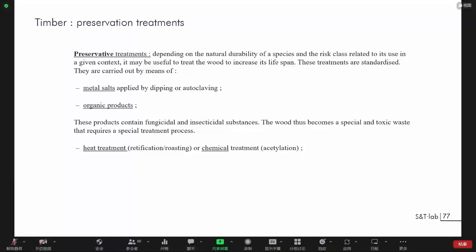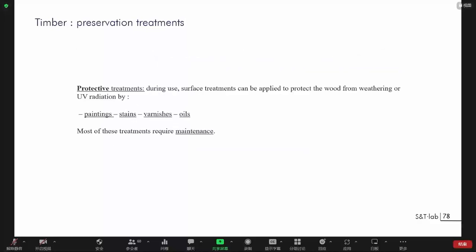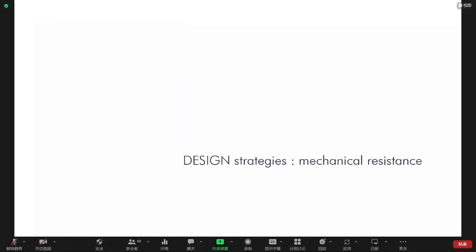You have preservative treatment, as I mentioned. It could be metal salts, it can be organic products, and it could be heat treatment also, but that will change deeply the resistance properties, or you can use other kinds of chemicals, but you won't turn your natural material into, let's say, a chemical material, and that's a problem at the end. You also have protective, and not preservative, but protective, finishes around timber such as painting, stains, and so on, but this requires maintenance, and that's another kind of question.